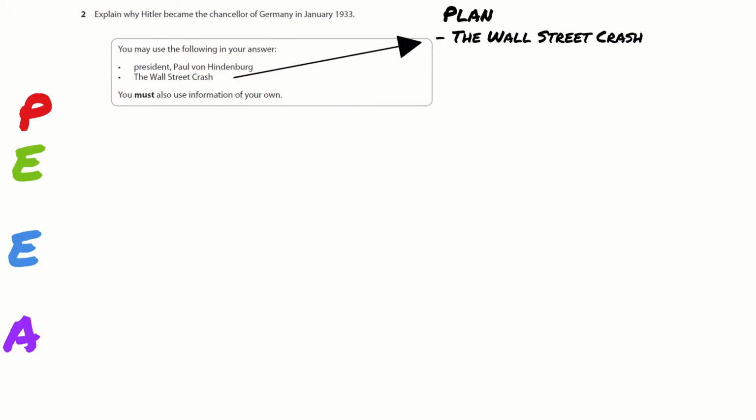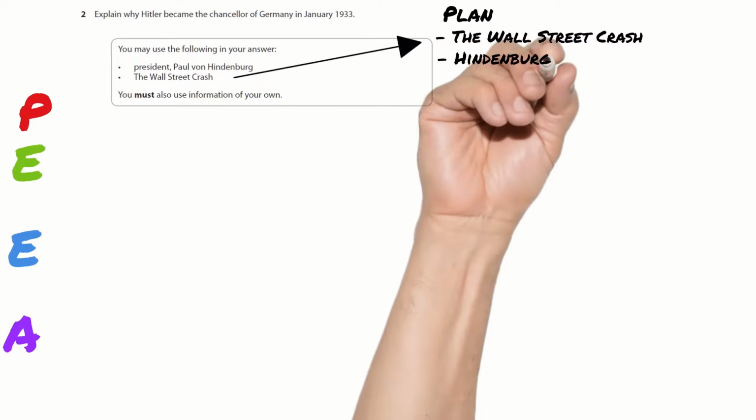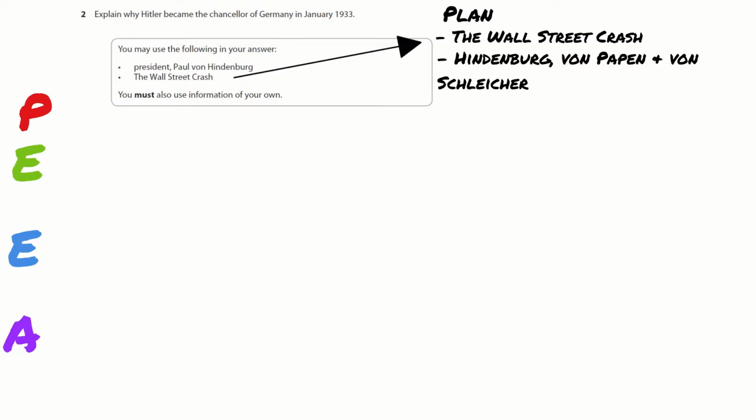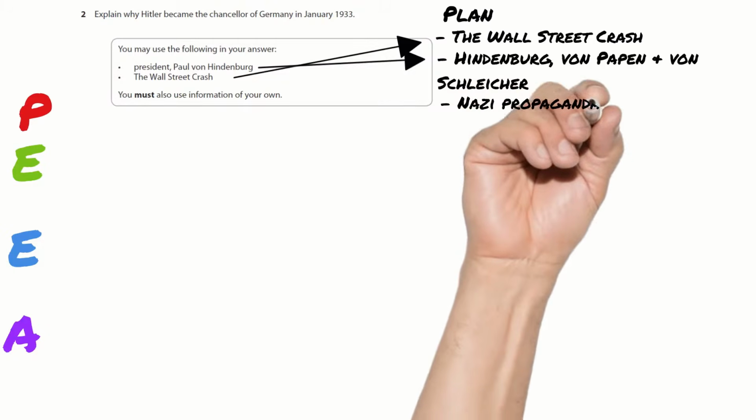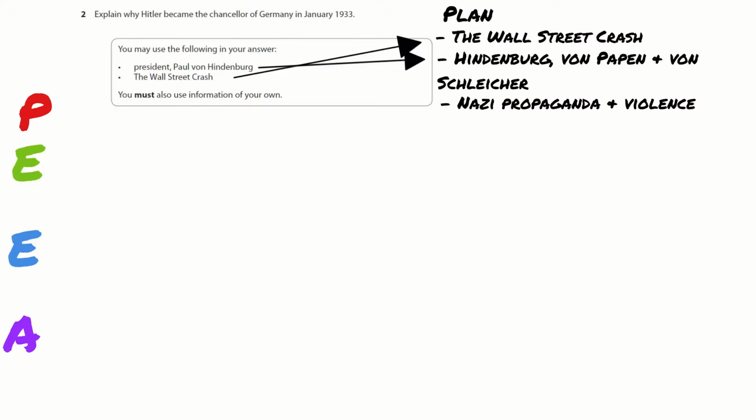The second bullet point you'll remember is part of a paragraph. So I'm going to add a bit to this. President Hindenburg, von Papen and von Schleicher. I now need to decide what my third point is going to be, and I've decided to talk about Hitler's use of propaganda and violence. So now I've got my bullet points, I can jump right in and start writing.